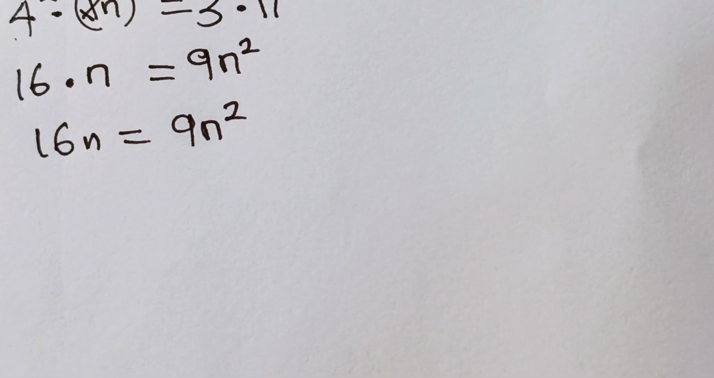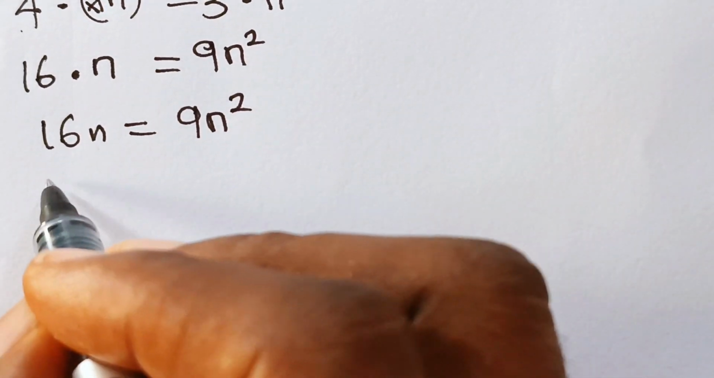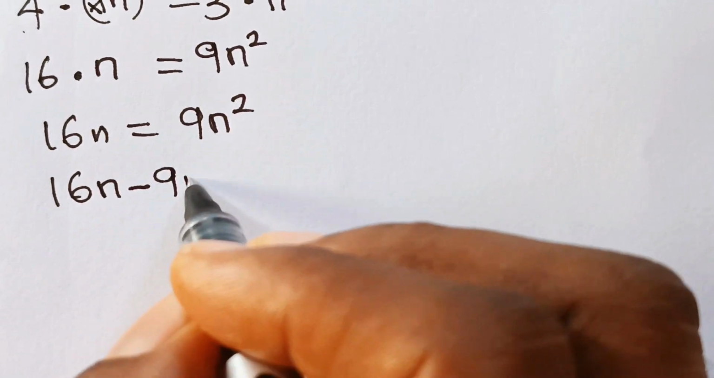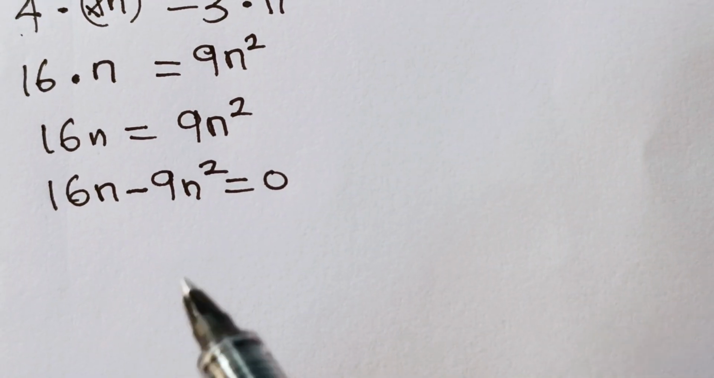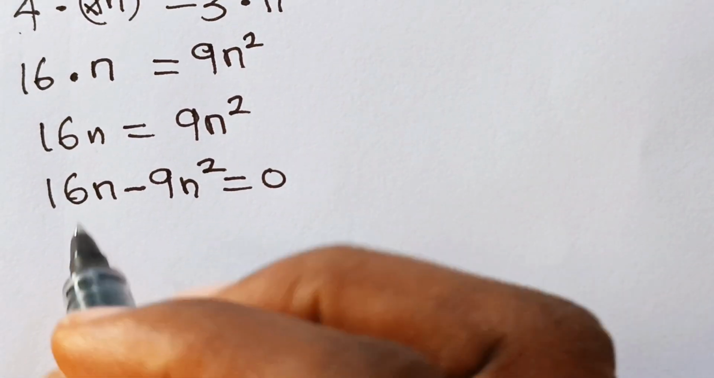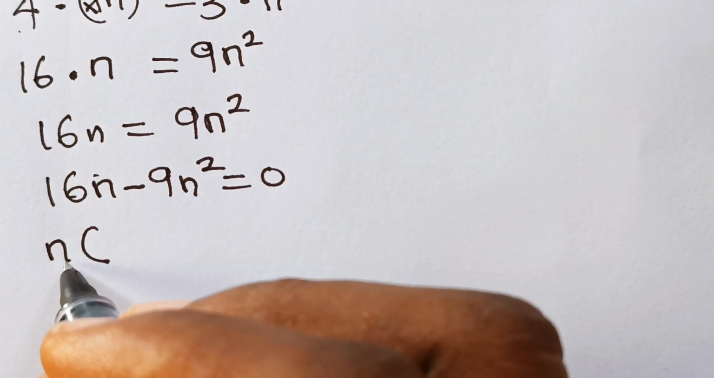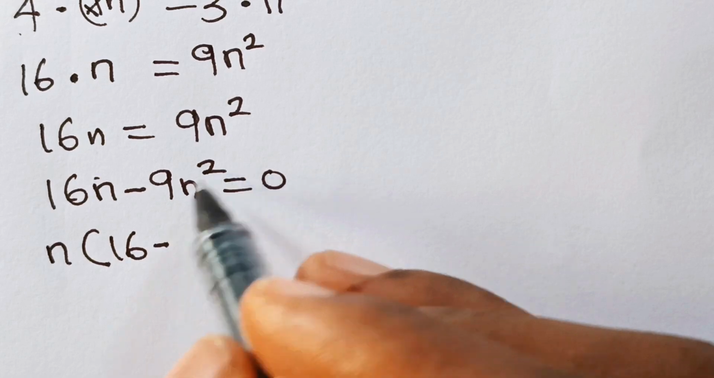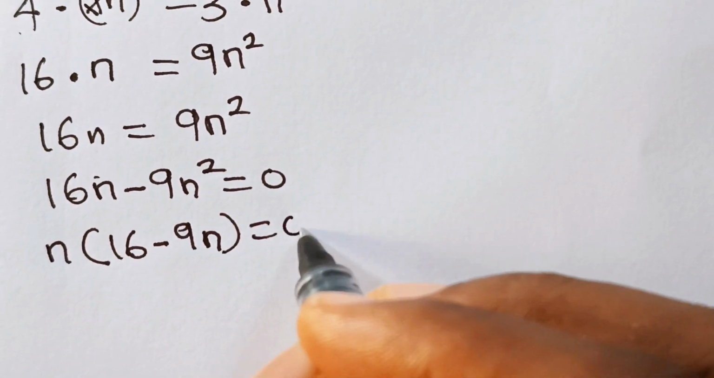Now let us bring them together. If we bring them together, we have 16n, this will cross to become minus 9n squared is equal to 0. Now what do they have in common? What they have in common is n. So when 16n is divided by n, we have 16, minus, when 9n squared is divided by n, we have 9n, is equal to 0.